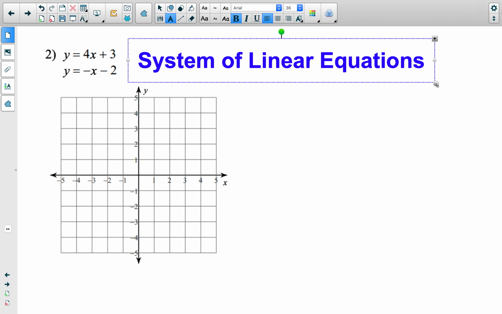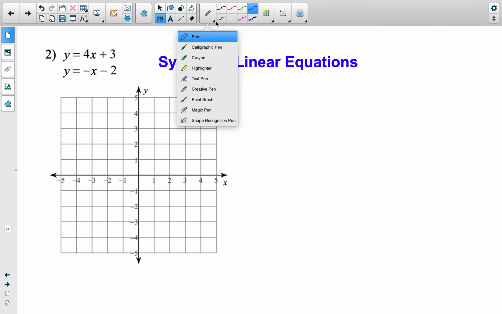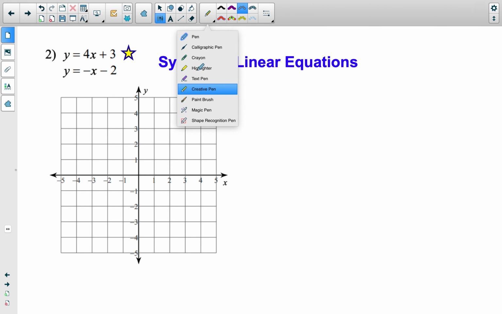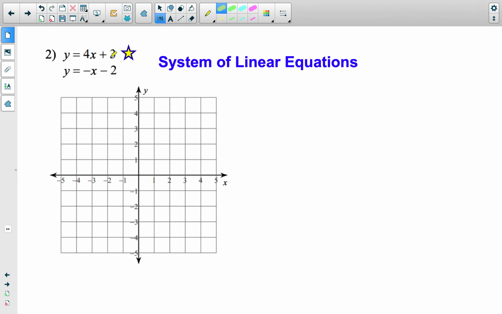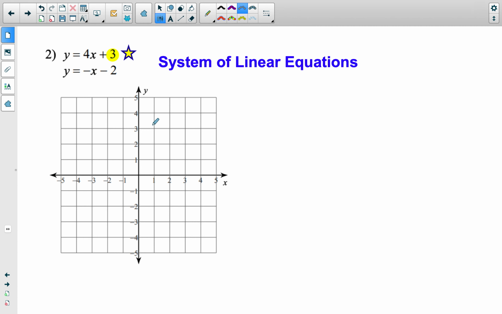How do we know they're both linear? They're both in y equals mx plus b form. So let's graph them. The first one I'm going to graph, we'll use stars. So y equals 4x plus 3. Again, we first want to look for the y-intercept. Where does this graph cross the y-axis? What is our starting point? It's 3. So we're going to go to the y-axis and put a point at 3, like this.